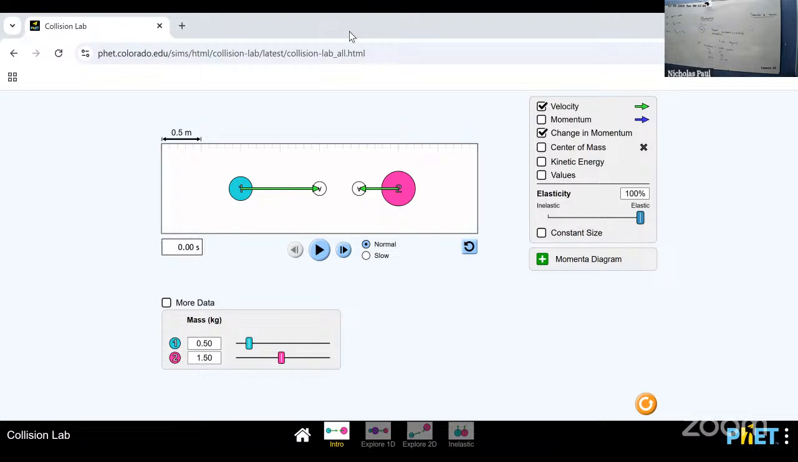So we're going to take a look at something called conservation of momentum. It's a law that applies whenever objects collide. Okay, so let's change it up. Let's make sure they have the same mass here.